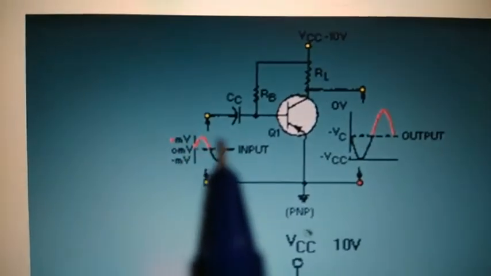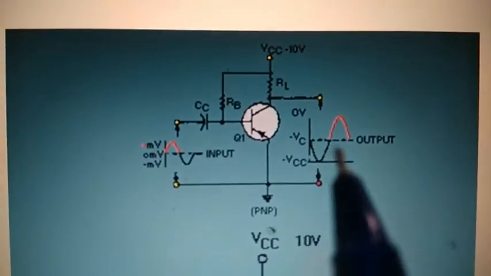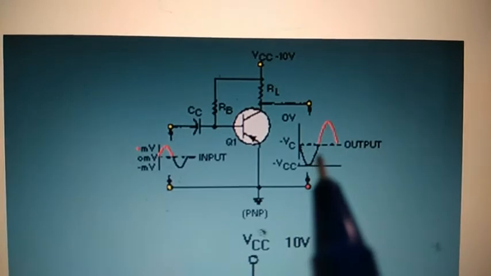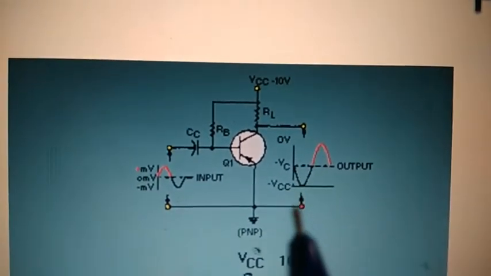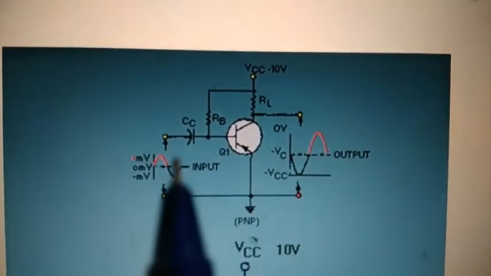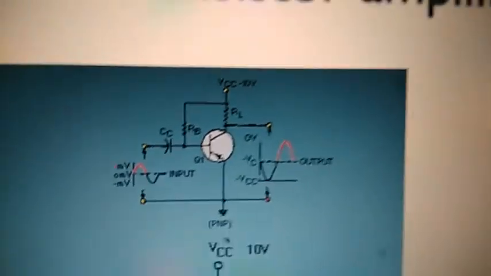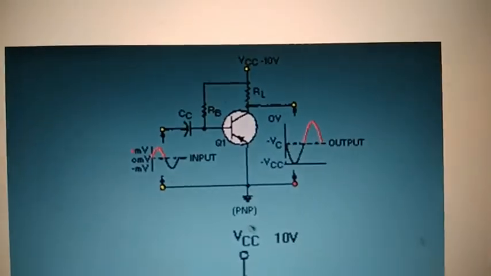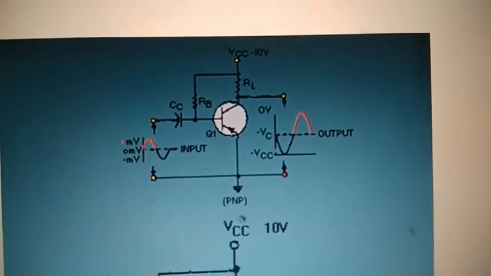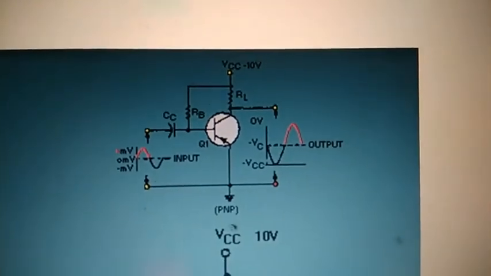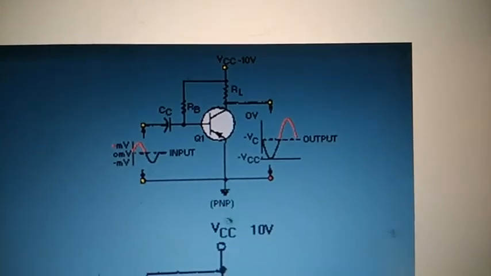You can see this red mark, the positive half cycle goes to the input. You will get the negative at the output. This half cycle will be opposite, in amplified version. This negative goes here, you will get the positive here. 180 degrees out of phase. This is called a common emitter amplifier. Basically, there are three types of amplifier used with the transistor. One is the common emitter amplifier, where the emitter is common between base and collector.